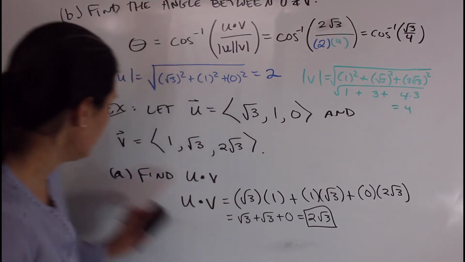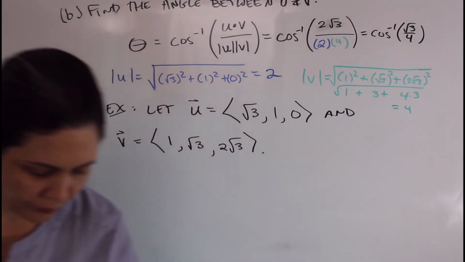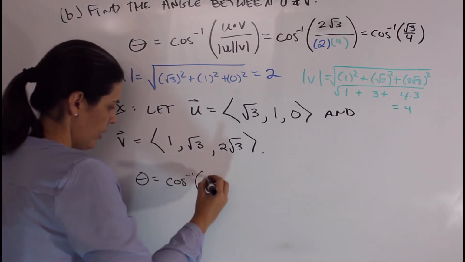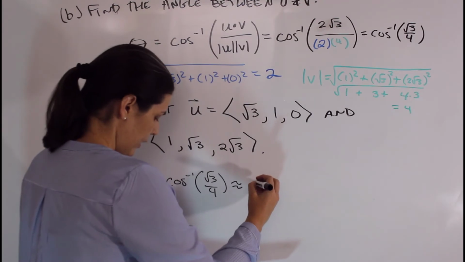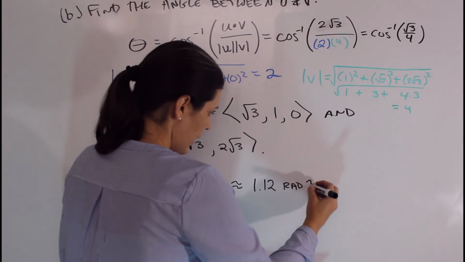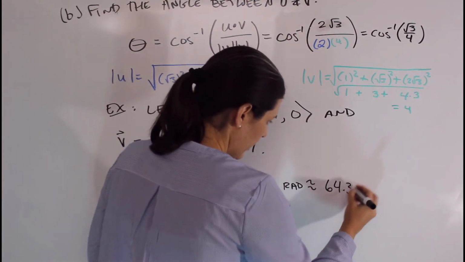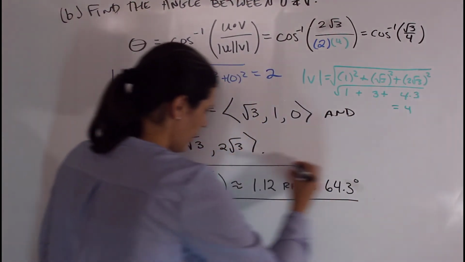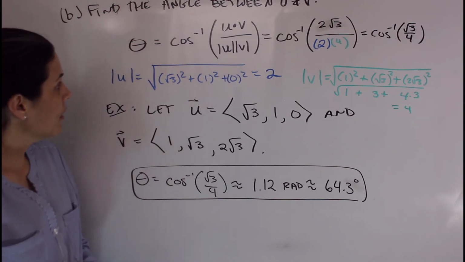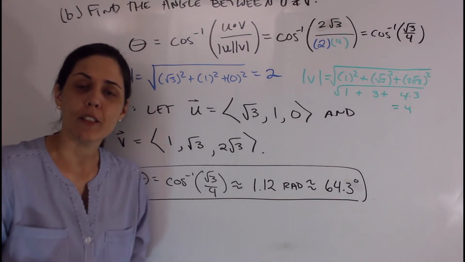Let me go ahead and put it down here. So theta is exactly cosine inverse of square root 3 over 4. Theta is about 1.12 if you're in radians and about 64.3 degrees in degree mode. Alright, so that is finding the dot product and then also finding the angle between two vectors.